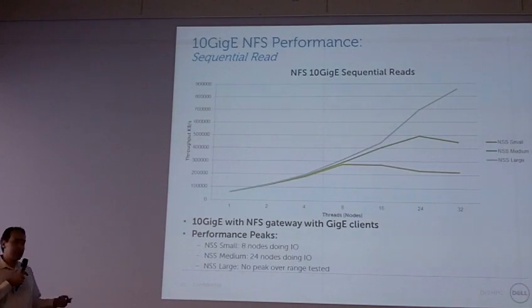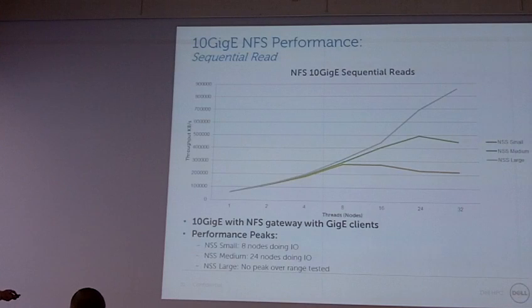So here's how the sequential read performance looked. And as you can see, with increasing number of nodes, there was a point where the performance peaked and then saturated. With the NSS large configuration, we weren't actually getting the saturation point with the total number of clients that we had. You will also notice that since this is the 10 gig study, single client throughput is rather low because each client is actually using single gig. The clients are not equipped with 10 gig cards in this study.